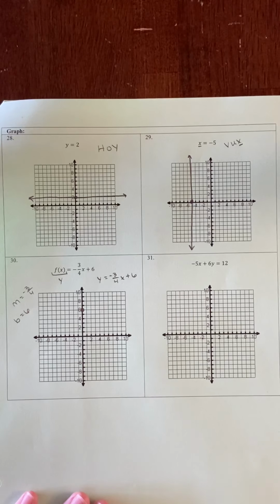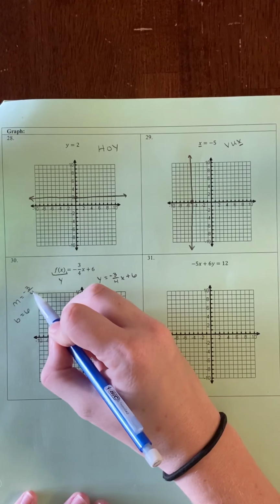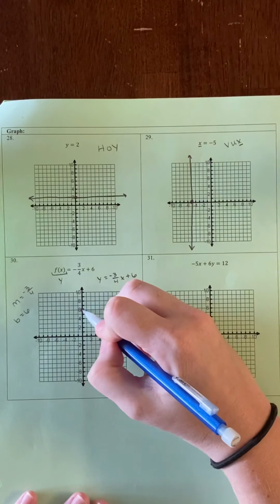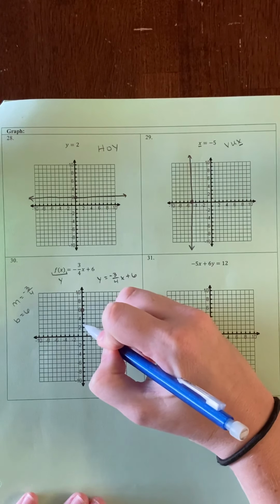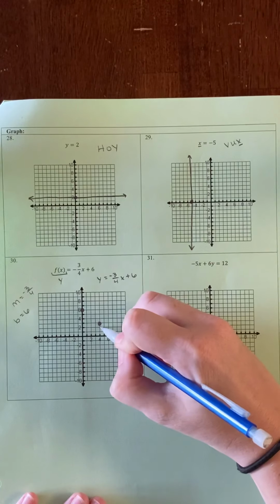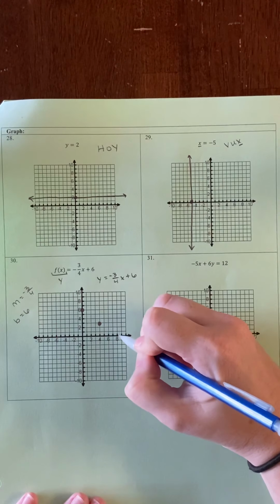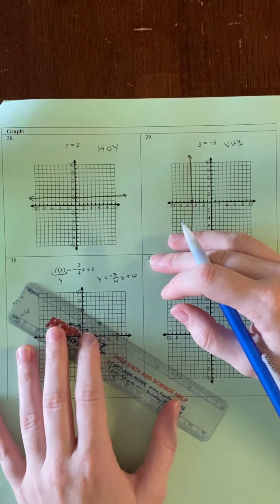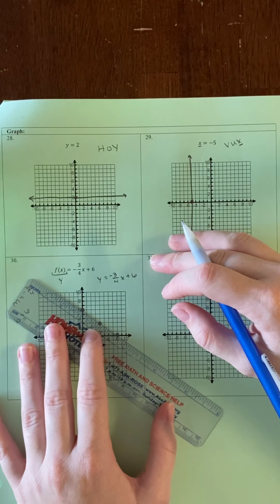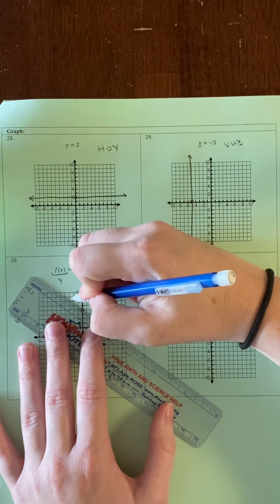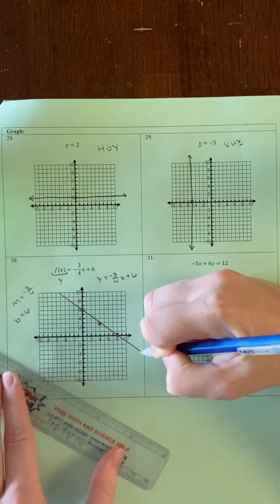And then I'm going to go from that point with my slope. So my slope is -3/4, which in words means down 3, right 4. So starting at my y-intercept, I'm going to go down 3, right 4, and plot a point. And then again, I'll go down 3, right 4, and plot a point. And so then I'll use my straight edge to connect those points. Okay, and make sure you extend beyond the points and include arrowheads as well.